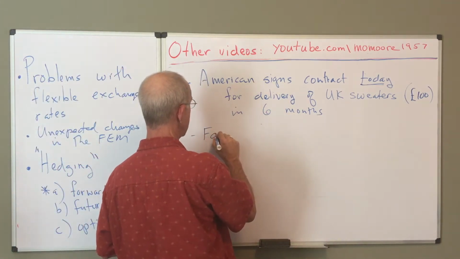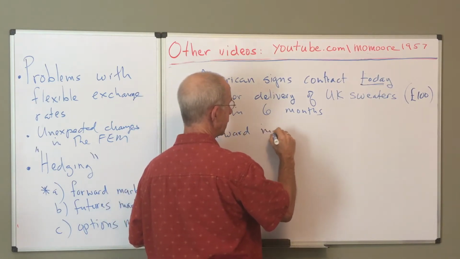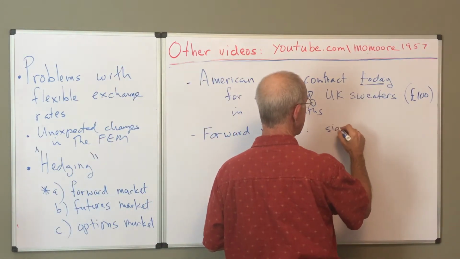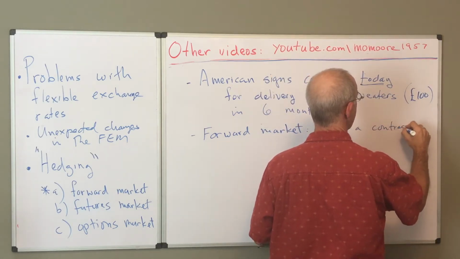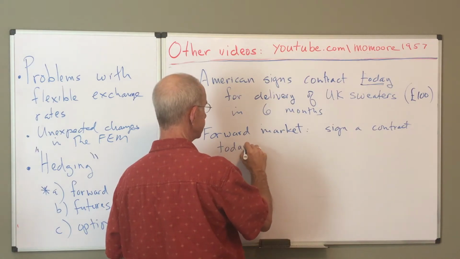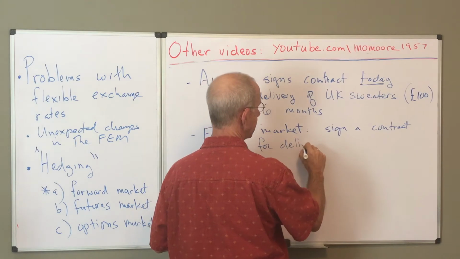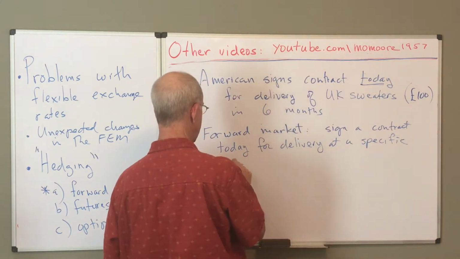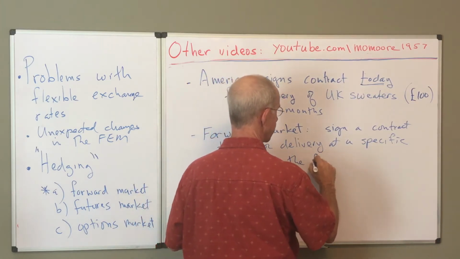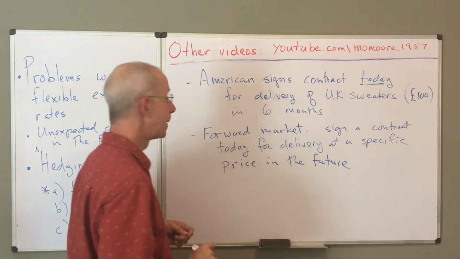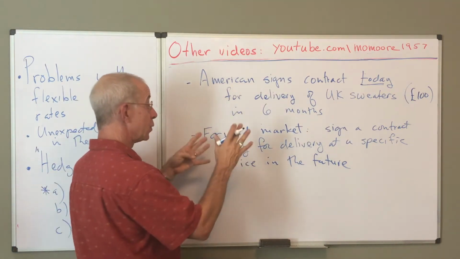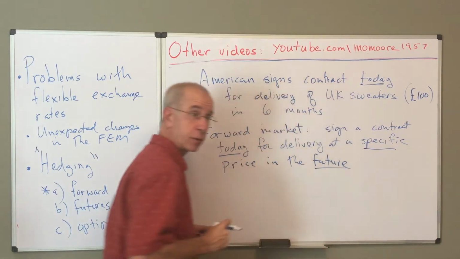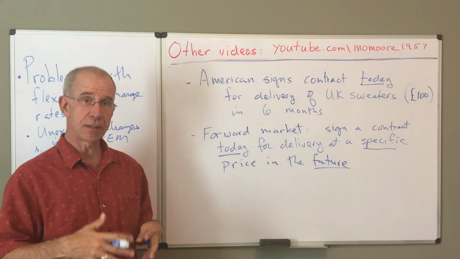Now, each of these has slightly different types of hedging associated with it. But the forward market means that you sign a contract today for delivery at a specific price in the future. Now I want to emphasize a couple of aspects of this. With a forward market, you sign a contract today for delivery at a specific price in the future. So you don't have to exchange any funds today. What you do is you sign a contract.